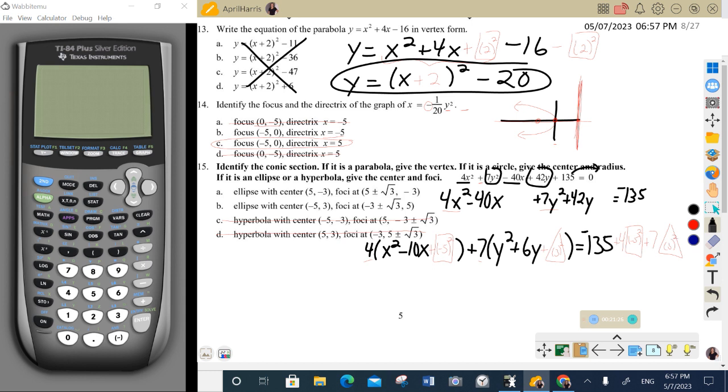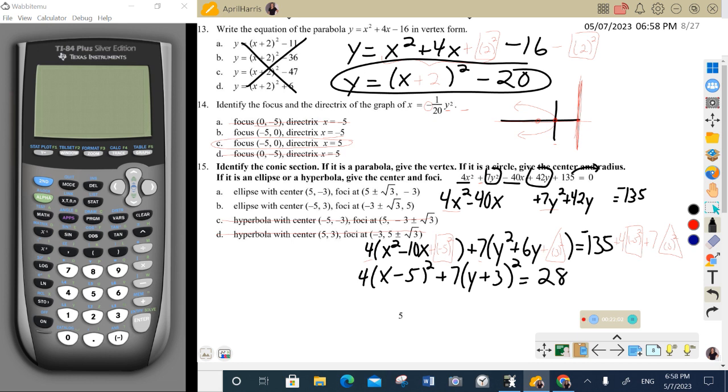We want to rewrite the trinomial as a binomial squared. X minus 5 quantity squared. Half of b is what goes in there, remember that? And then on the right-hand side, let me grab a calculator. We got negative 135 plus 4 times 25 plus 7 times 9. I got 28. Now, you're not done, remember.